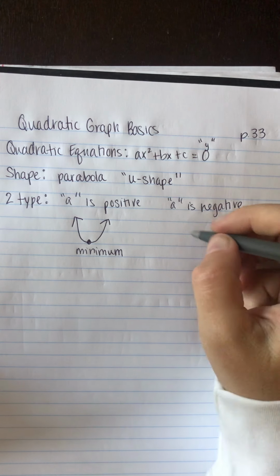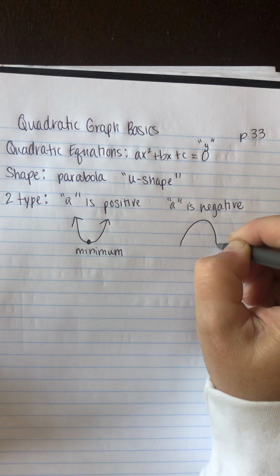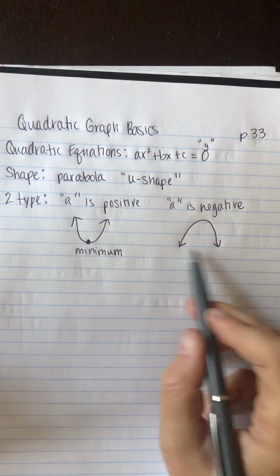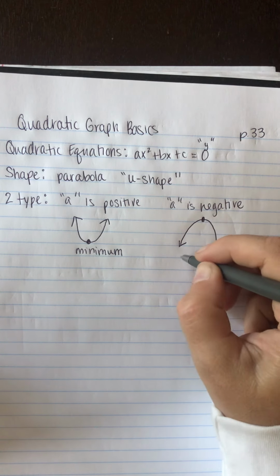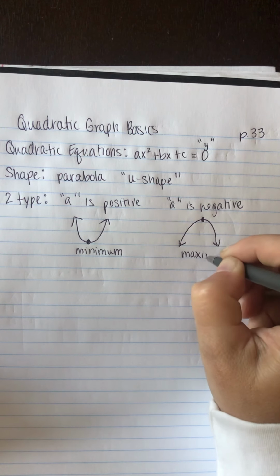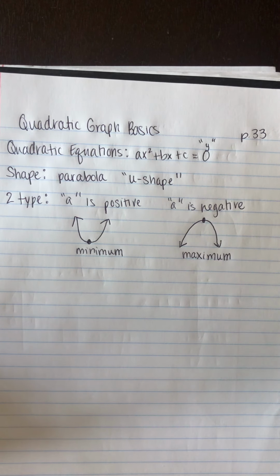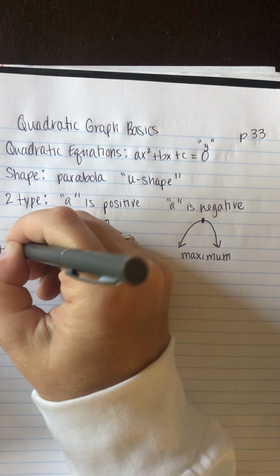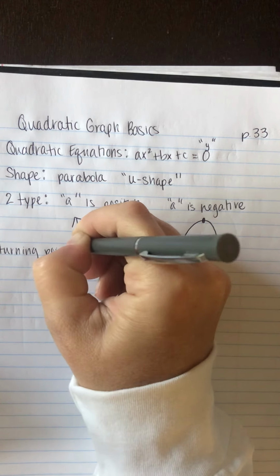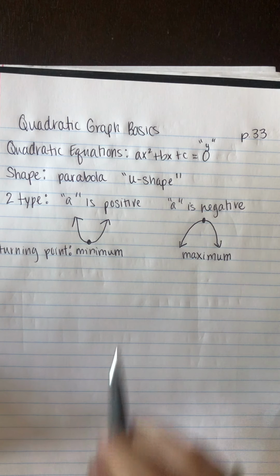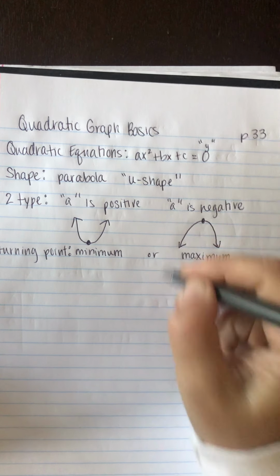Where a is negative, it's going to go the opposite way, so it's going to look like an upside down U. It goes forever and ever to infinity downward, and we're going to have this top point called a maximum. This is also called our turning point. So when it asks for a turning point, it's either talking about a minimum or a maximum.